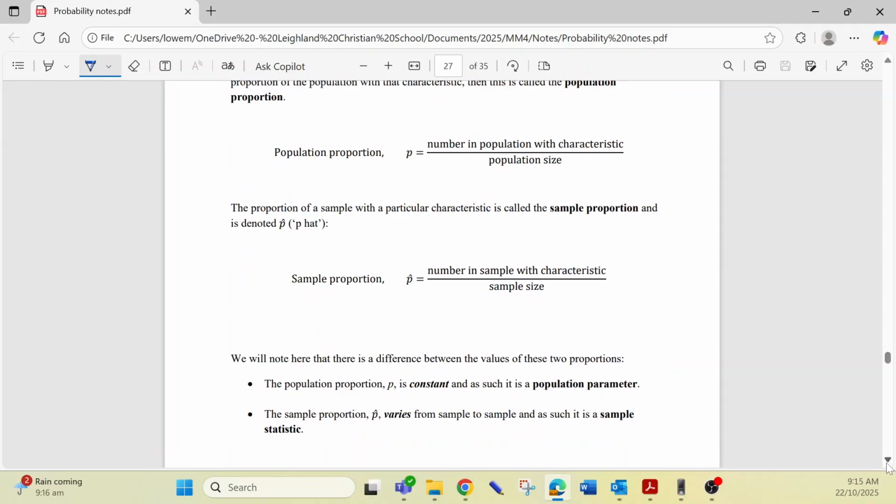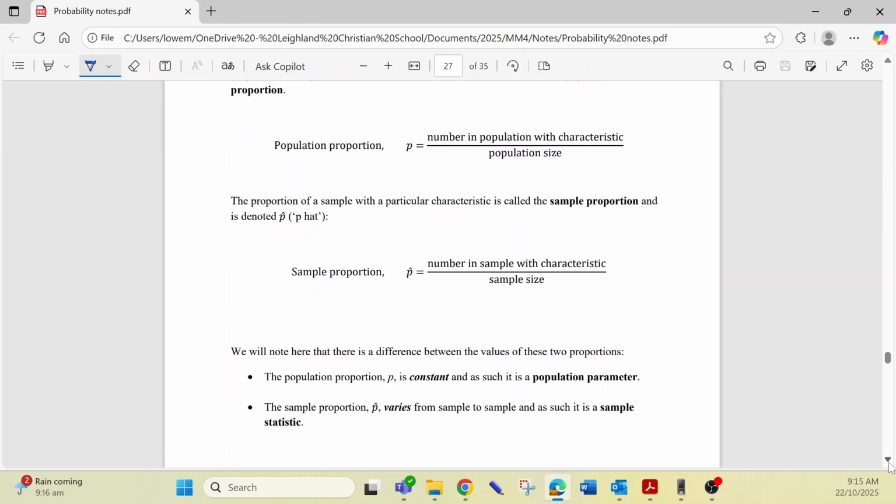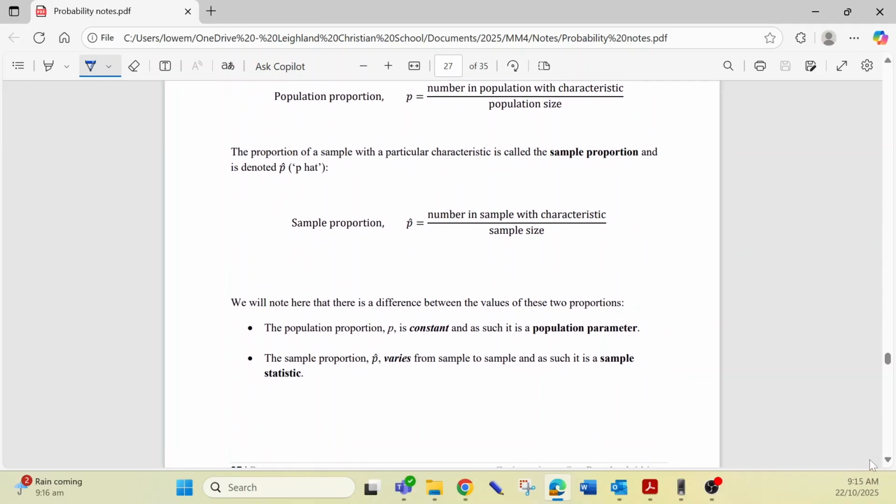Now we'll note here that there is a difference between the two proportions. The population proportion is unchanged, because it takes the quantity with the characteristic within the entire population. It's going to be constant, and as such it's called a population parameter. That is distinct from a sample statistic, which is what p hat, the sample proportion, is, and for each sample you take, it's going to vary somewhat.